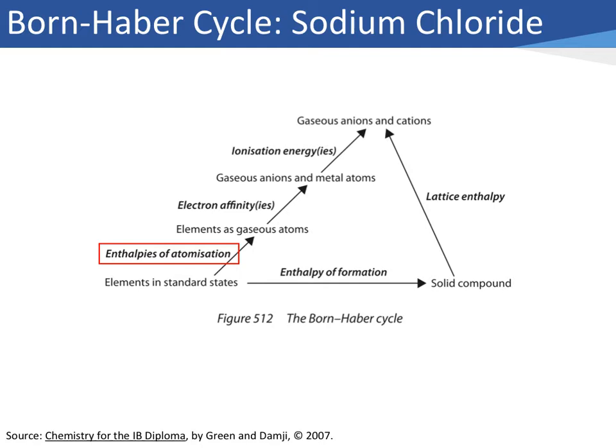Enthalpy of atomization is the first step we're going to focus on, and it is basically taking the metal and the nonmetal involved. This is a solid ionic compound, so we have a metal and a nonmetal. We need to make them atoms in the gaseous state. So I have the elements in their standard states, and I need to make them elements in the gaseous state, and that is enthalpies of atomization. So let's take a look.